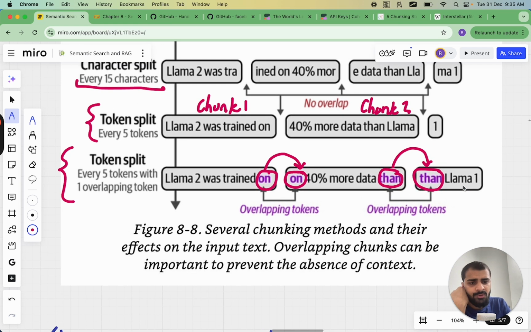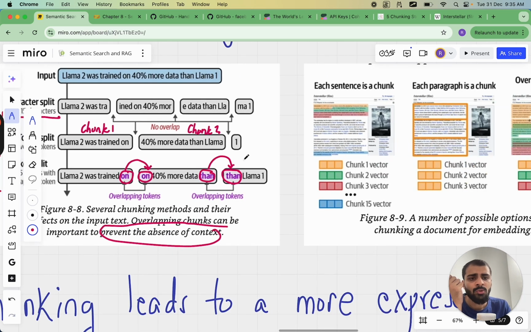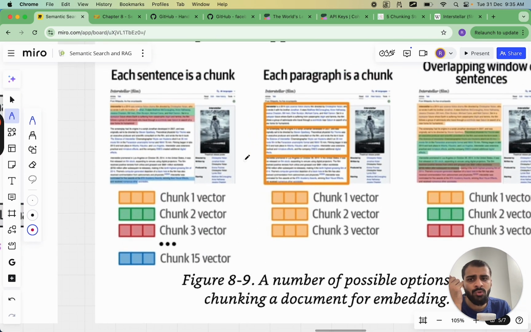And if you try to see why this is done, the reason overlapping chunks are used is that it prevents the absence of context, which means that there is some context retained between chunks, and that's very important, especially when you are doing dense retrieval and you are retrieving documents which are relevant in meaning to the query. So this is illustrated here also.